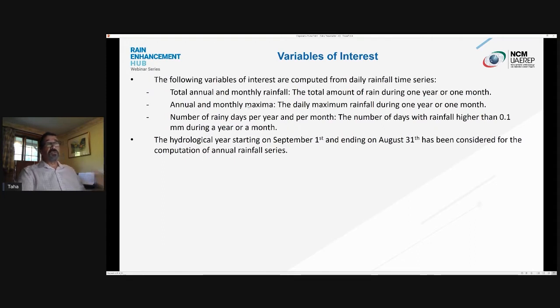We're interested in the total amount of water for supply purposes mainly, and we're looking at the maxima also as extreme events that can cause damage. We're also looking at the number of rainy days per year and per month. We're considering the year as starting on September 1st rather than the calendar year. It's a hydrological year. We just try not to split the winter season in 2.